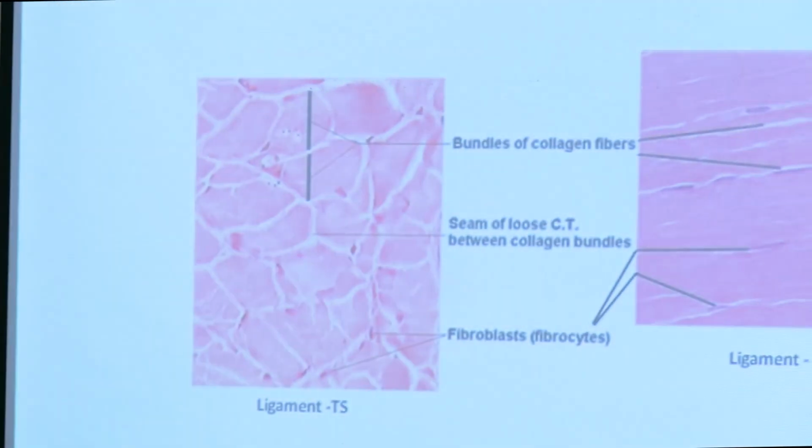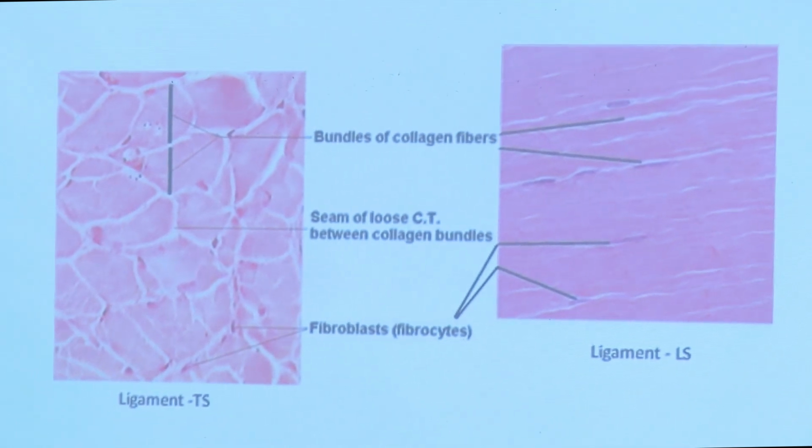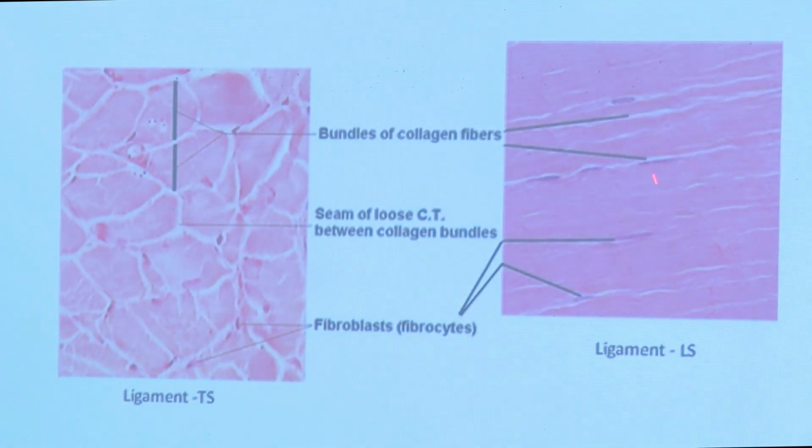Now previously I have shown you the electron microscope image. Now this is the normal compound microscope image. So see, these are the bundles of collagen fiber. These are also the bundles of collagen fiber. Now this is LS, this is TS. I hope you know what is LS, TS, right?